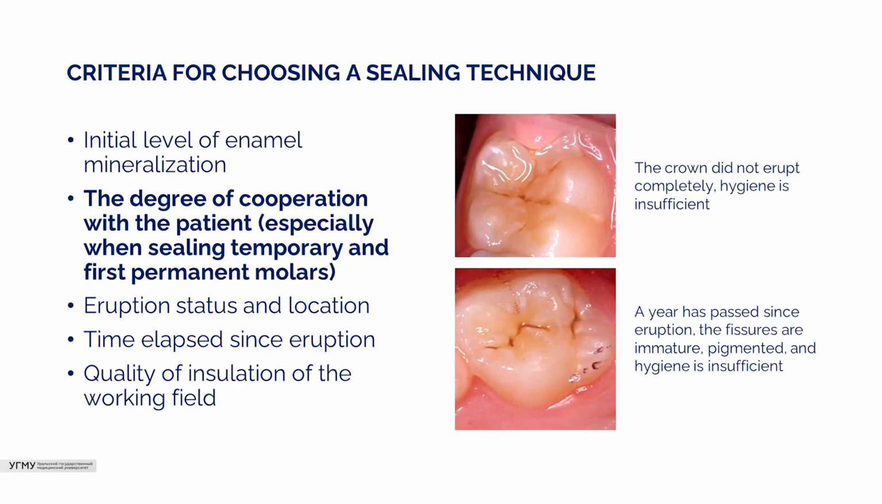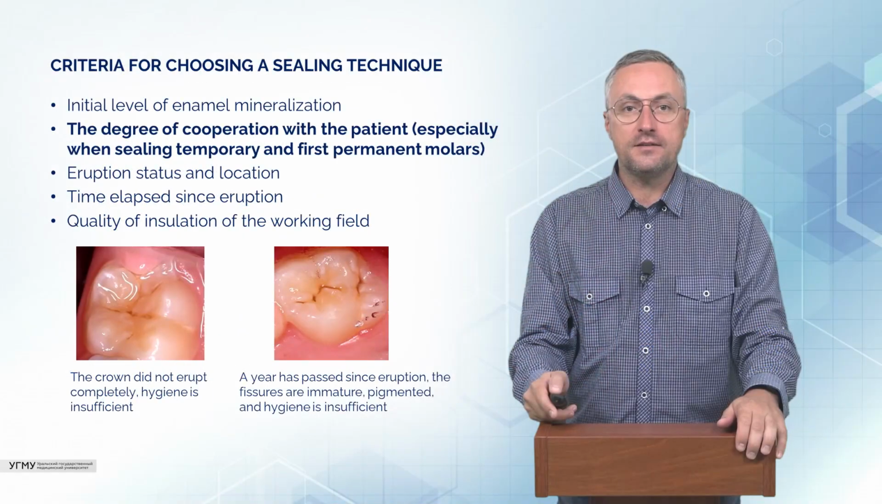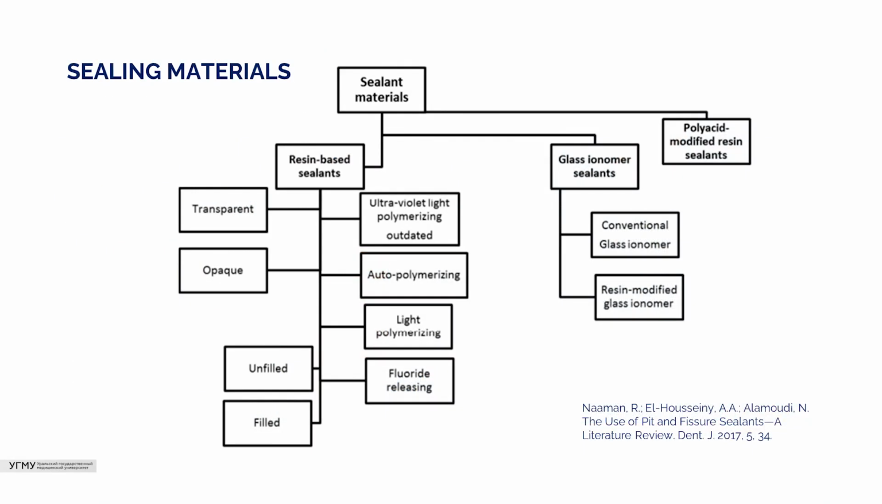If the tooth is not fully erupted and you cannot isolate the chewing surface well, mechanical retention will be poor. The predominant types of sealing materials currently used are resin-based sealants and glass ionomer cement-based sealants. Resin-based sealants are classified into 4 generations, determined by the method of polymerization. The 4th generation is fluoride-releasing resin-based sealants.